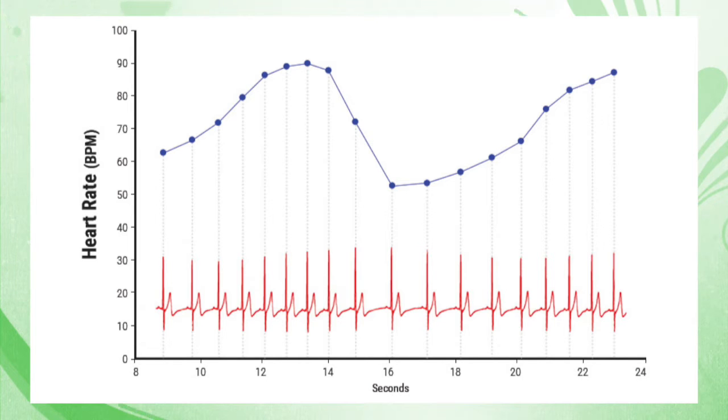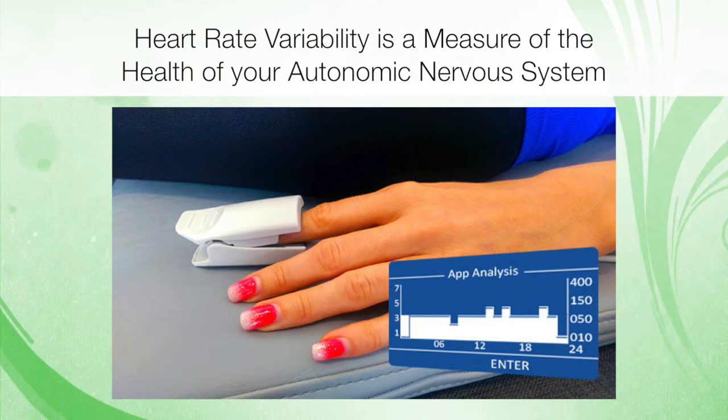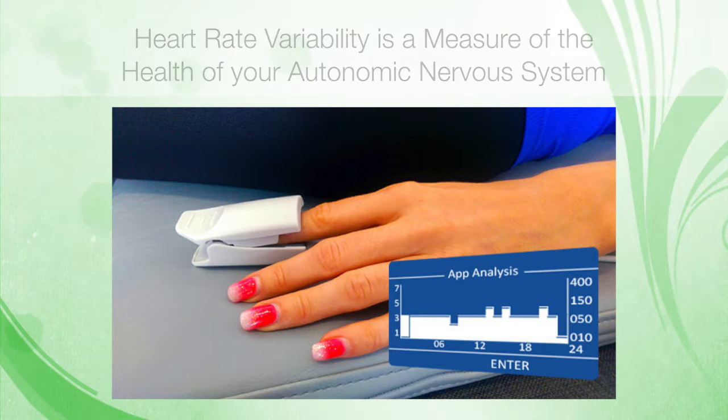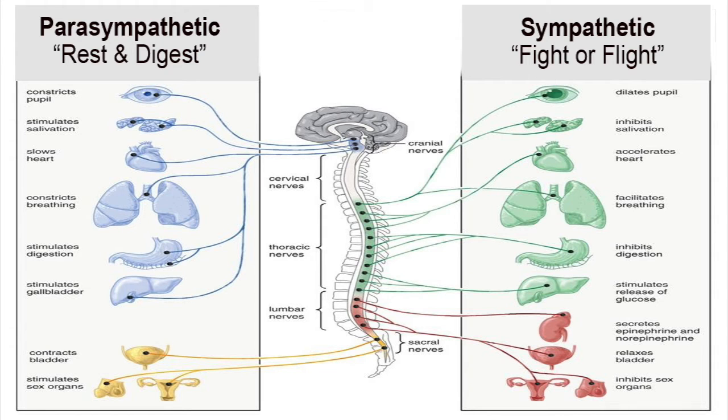It's kind of counterintuitive, but the greater the flexibility, or in this case the greater the spread of the graph, and it can even be more spread out than this, the more flexibility there is in your autonomic nervous system. So that's exactly what heart rate variability is a measure of. It's a measure of the health of your autonomic nervous system, which basically has two parts: the sympathetic and the parasympathetic.